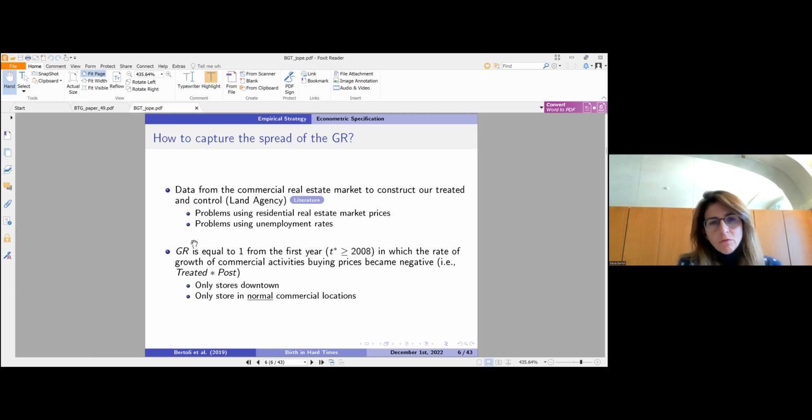So we would have lost a lot of variation in our data set. Plus, we all know that unemployment can affect the fertility decision as well as behavioral decisions, as for example, how much prenatal care to consume, so we would have introduced endogeneity. Another approach that has been proposed is to use the prices that come from the residential market, so residential real estate market prices.